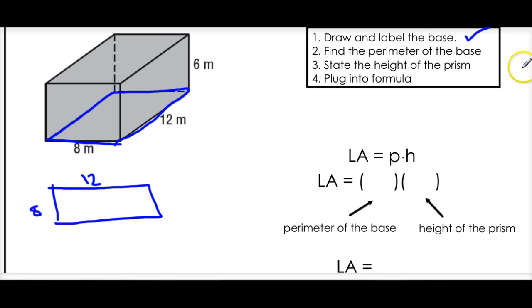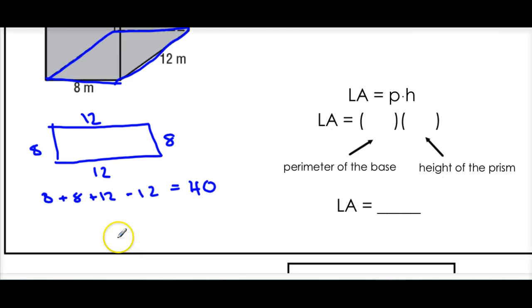Step 2, find the perimeter of the base. Now we could do this one of 2 ways. You could use the perimeter formula that you learned yesterday, or you could just keep labeling and solve this. So it's 12, 12, 8, 8. If I add this all together, 8 plus 8 plus 12 plus 12, I get 40. So my perimeter is equal to 40.